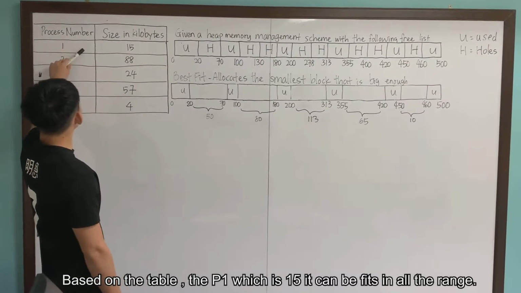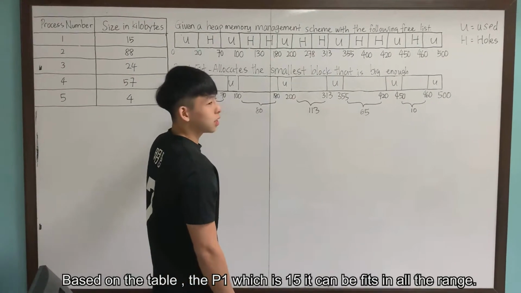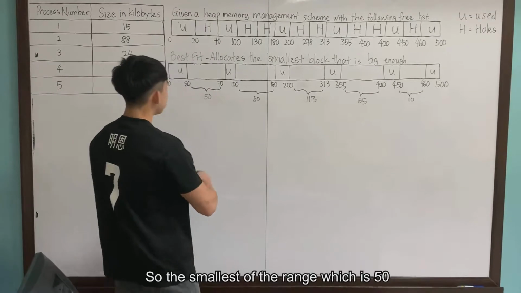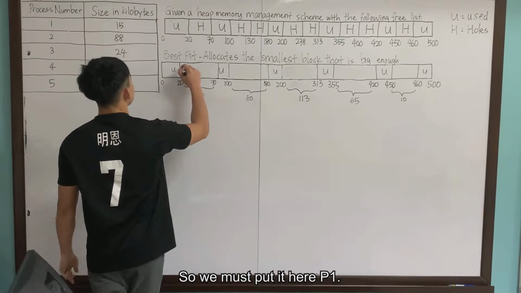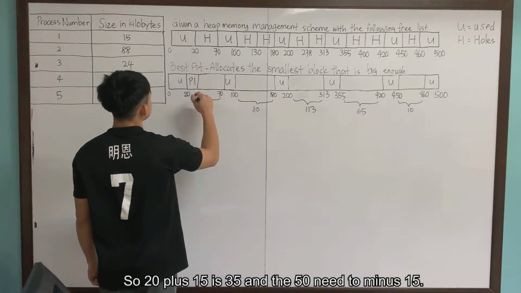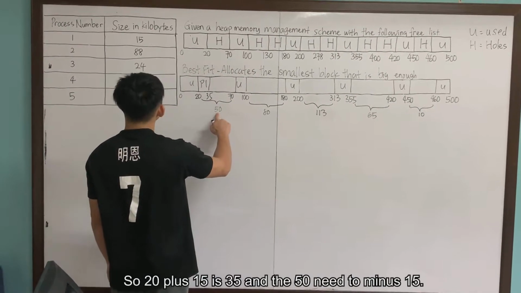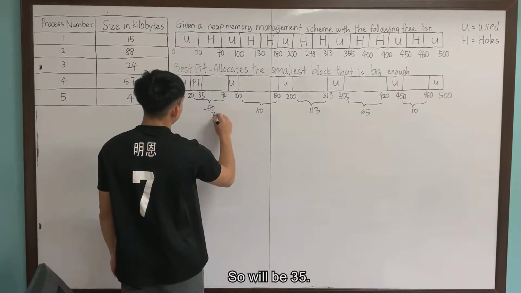Now I'm going to introduce the best fit, which allocates the smallest block that is big enough. Based on the table, P1, which is 15, can fit in all the ranges. The smallest range is 50, so we must put P1 here. So 20 plus 15 is 35, and 50 minus 15 will be 35.